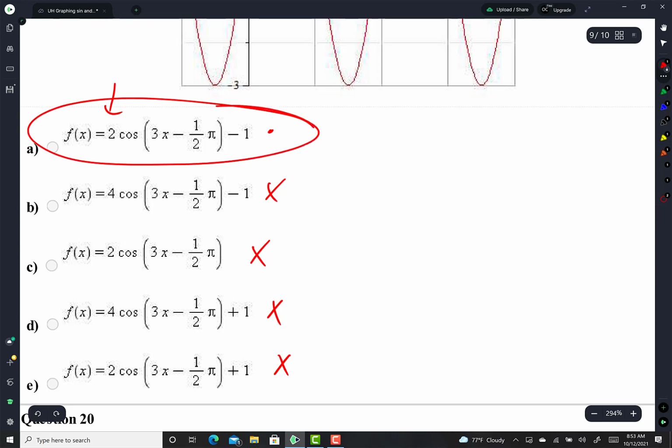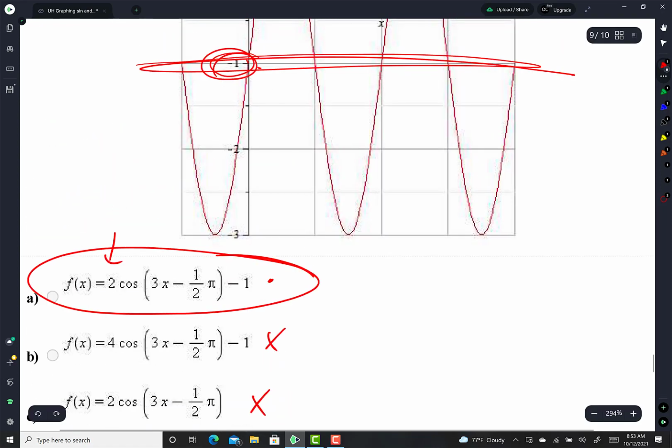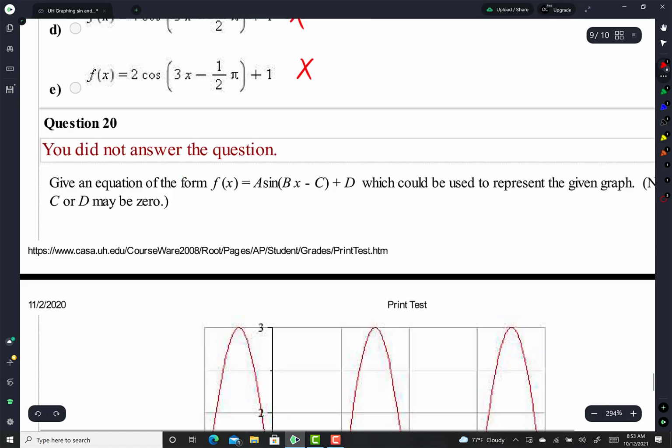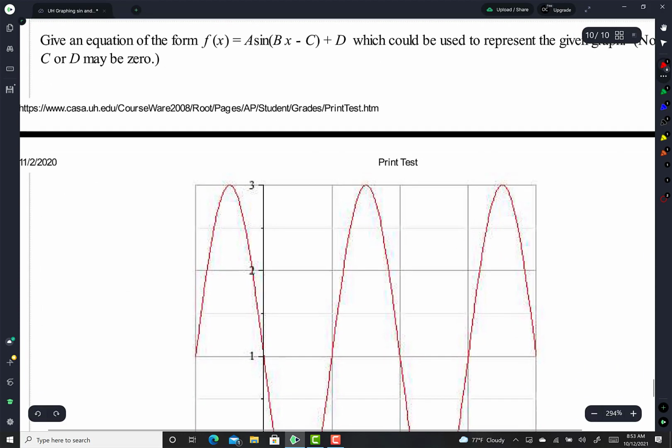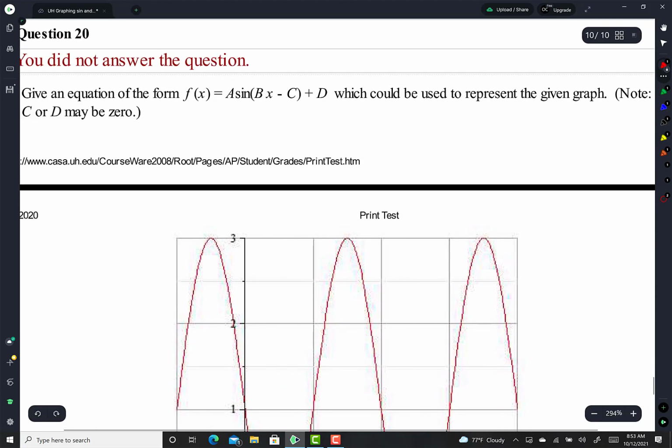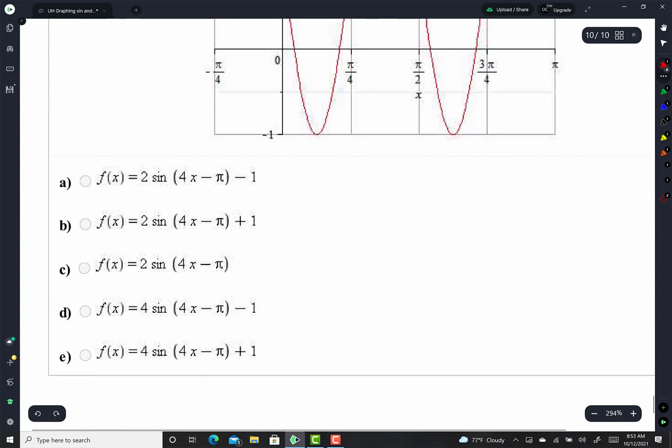Look, we didn't even have to determine whether it was sine or cosine. And they're all going to be like that. Give an equation of the form, blah, blah, blah, which could represent this graph. Okay. So no, they're all sine.